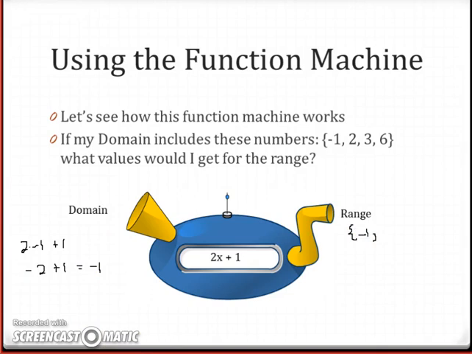If I try that again, but this time I plug in 2, 2 times 2 is 4, so we would have 4 plus 1, and we'd get out 5. So our next value is 5. If I were to do it with a 3, plugging in 3, 2 times 3 is 6, 6 plus 1 is 7, giving our next value. And our last one, 2 times x, 2 times 6 is 12, 12 plus 1, our last range value is 13. So you're using that equation to get your range values.